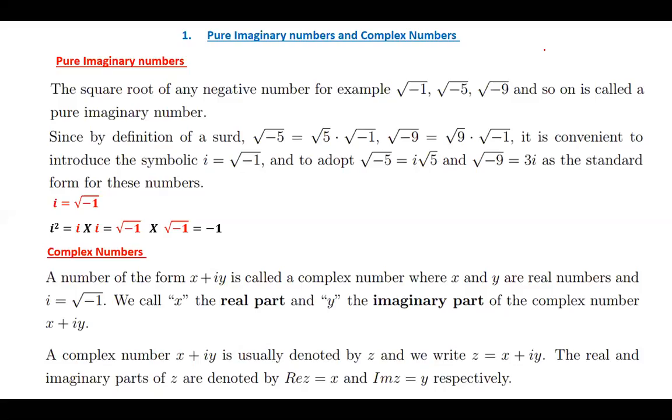All right, so we proceed. Let's also look at the algebraic operations of complex numbers. Algebraic operations are just addition, subtraction, multiplication, and division. Before we look at the operations, let's look at what equal complex numbers are.